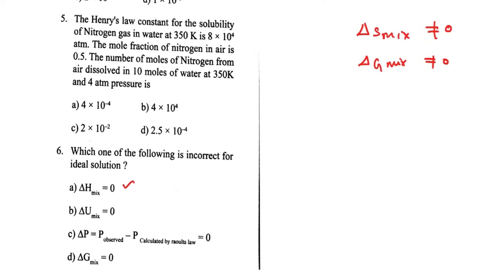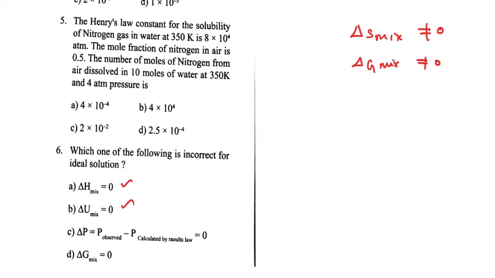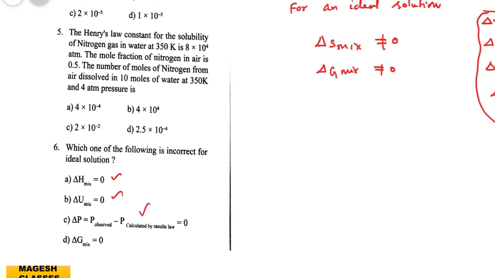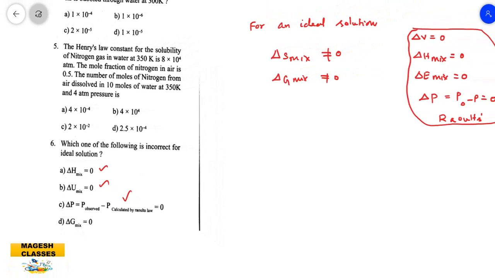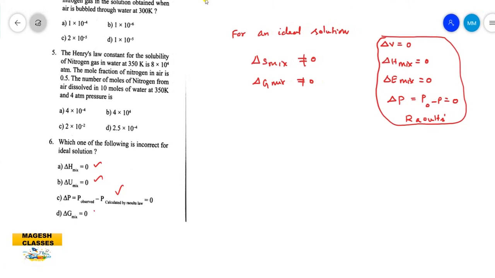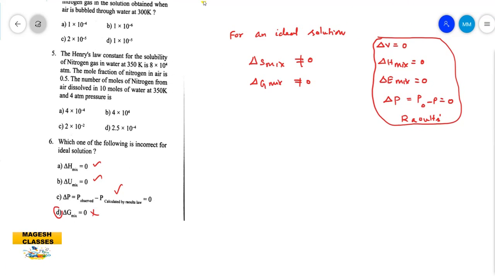Correct statement: the internal energy change, that is U or E, is 0. And del P, which is P observed minus P calculated, is equal to 0. And del G of mixing, given as 0, is not correct, since del G is not equal to 0. So this is the incorrect statement. Your option is D.